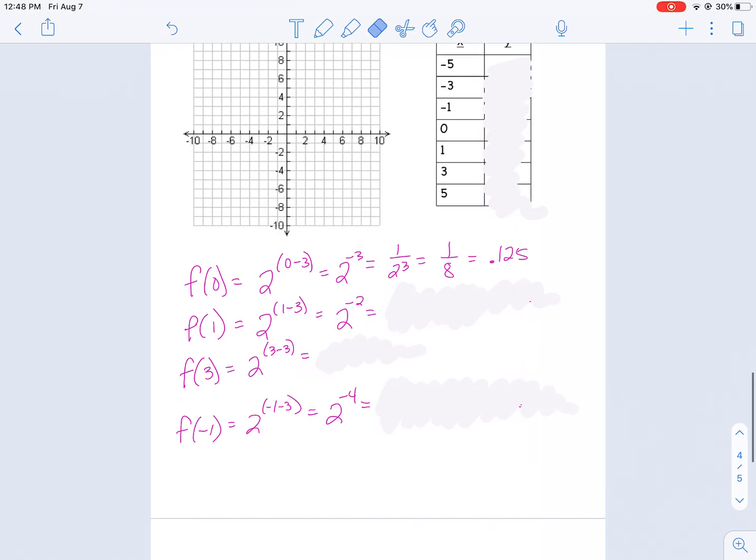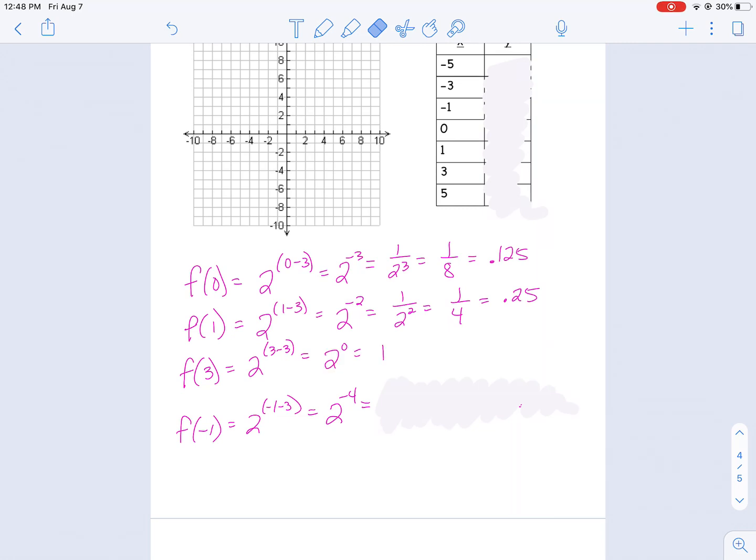Let's plug in 1. If I plug in 1, I have 2 to the 1 minus 3, which is negative 2. I can make it positive. I can simplify, and I end up getting 1/4 or 0.25. When I plugged in 3, 3 minus 3 is 0. 2 to the 0, anything to the 0 is 1.